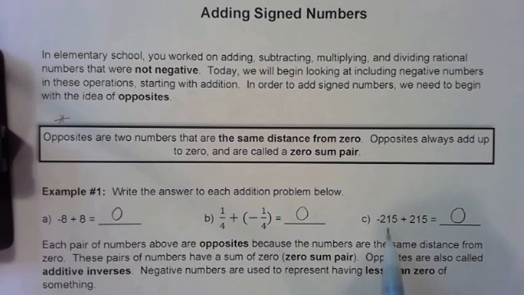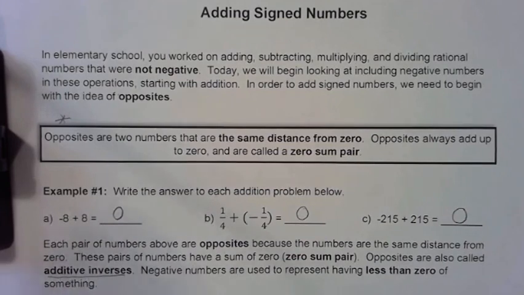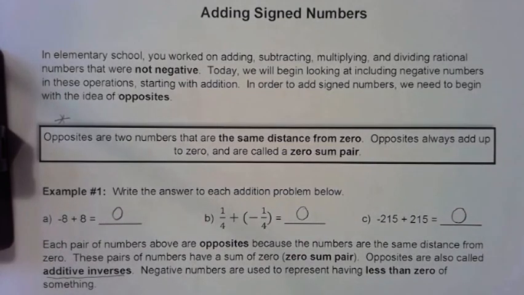-215 is 215 to the left of 0, while 215 is 215 units to the right of 0. Each pair of numbers above are opposites because their numbers are the same distance from 0. These pairs have a sum of 0, and opposites are also called additive inverses. If we remember the inverse property of addition, any number added to its opposite would equal 0. Negative numbers are used to represent having less than 0 of something, while positive numbers represent having more than 0 of something.